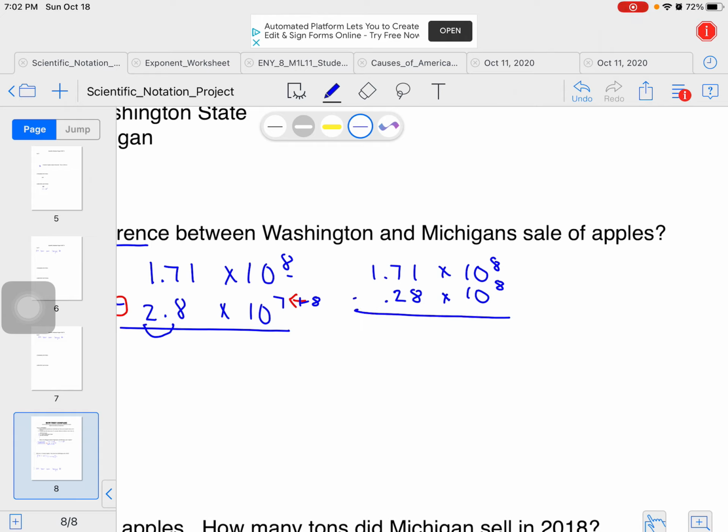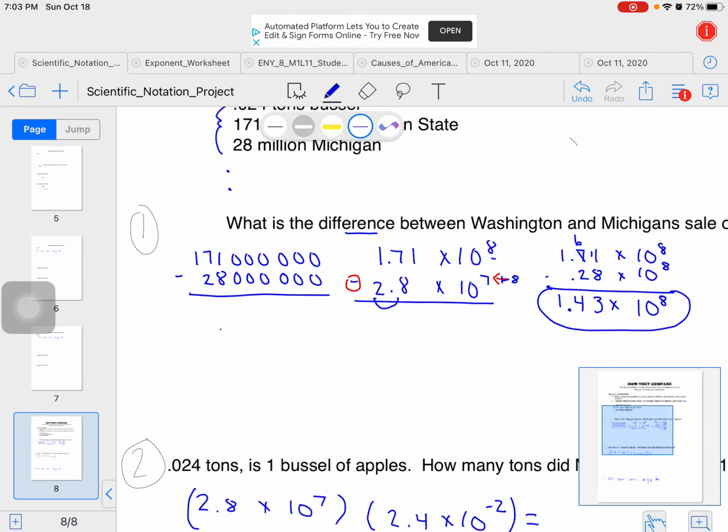When I'm subtracting, the rule is I keep my exponent, or my 10 to the power of, and now I subtract this out. So I have 1 take away 8, and I must borrow. 11 take away 8 is 3. Then I have 6 take away 2 is 4, and then bring down my 1 and my decimal. So the difference is 1.43 times 10 to the 8.